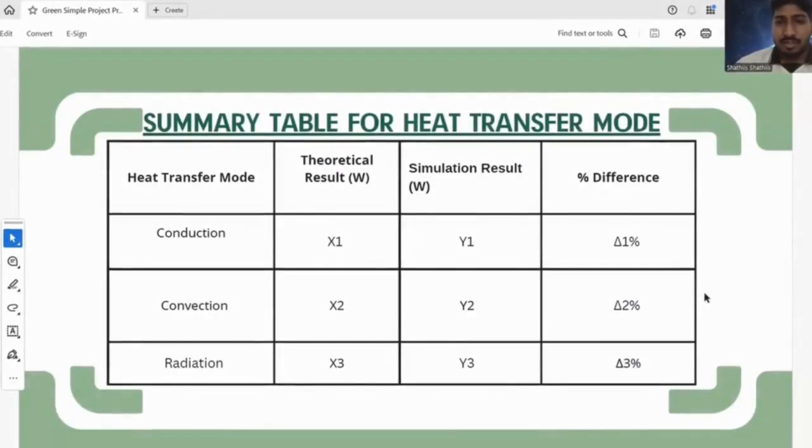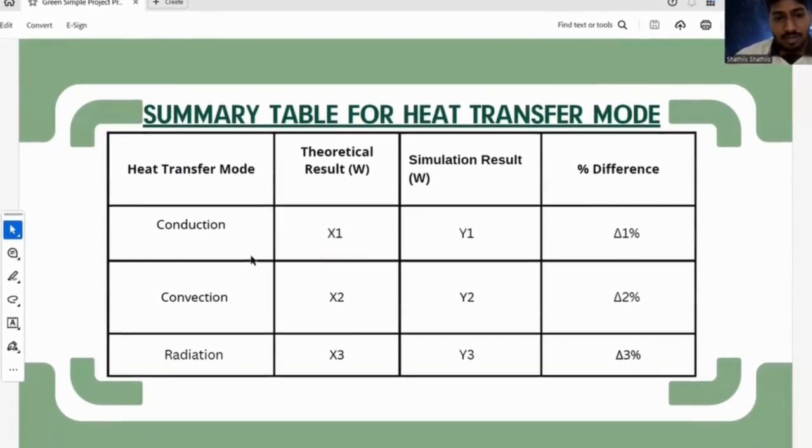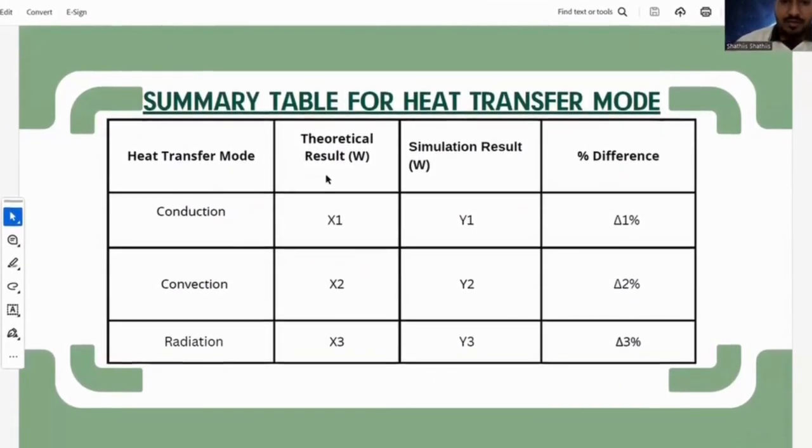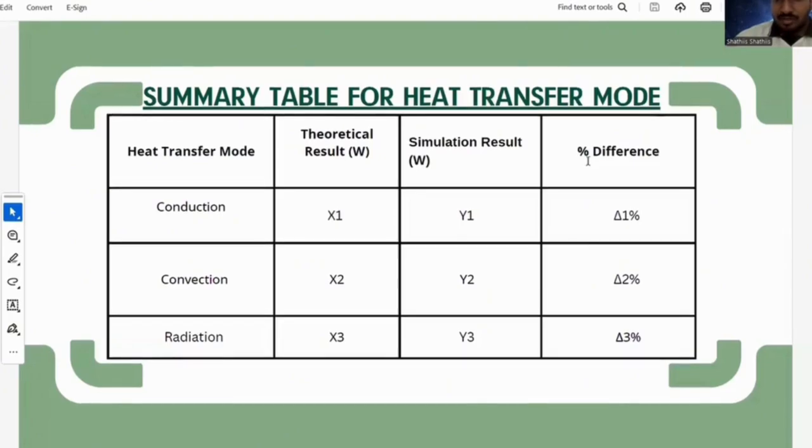So summary table for heat transfer mode. As you can see, there are three modes: conduction, convection, and radiation. In the end, we will get the theoretical result, simulation result, and differences.